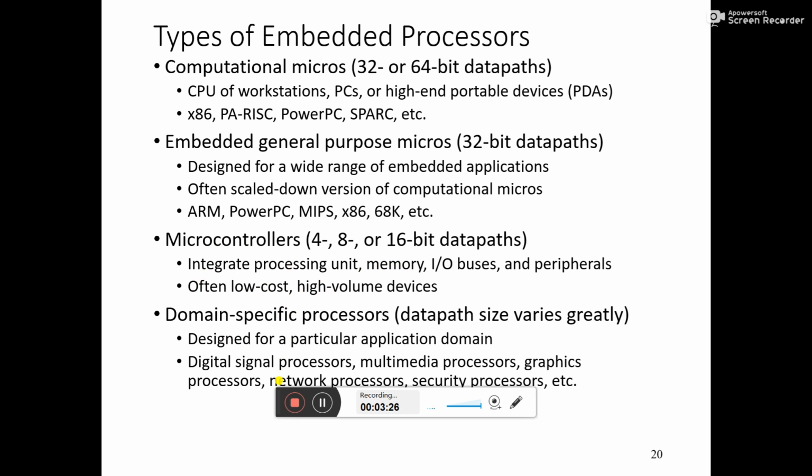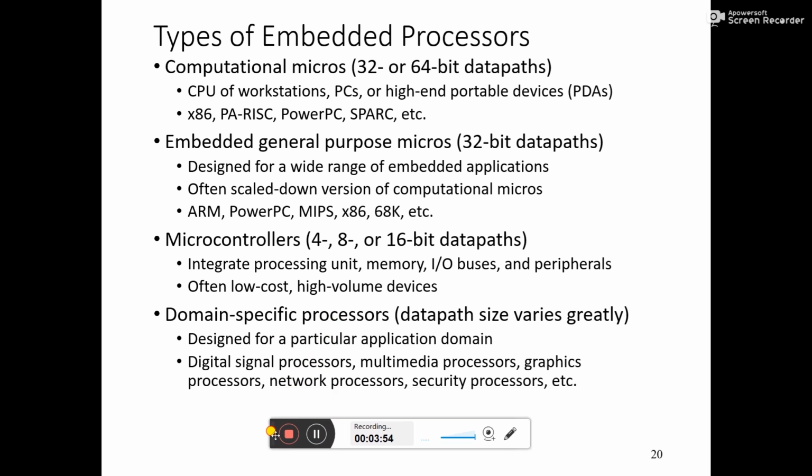Some domain specific processors are also there. For example, if you want a red light that should work only in a particular time domain, then a domain specific processor can be used easily for the same purpose. Similarly, we can use network processors, security processors and graphics processors. These are all domain specific processors which are used in embedded systems.